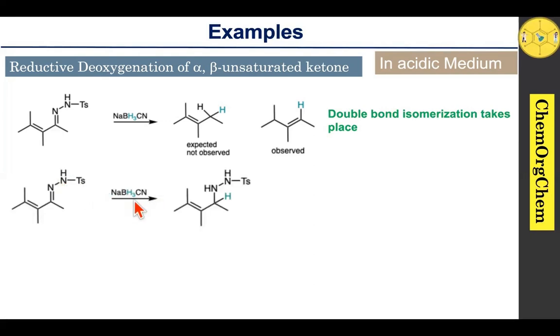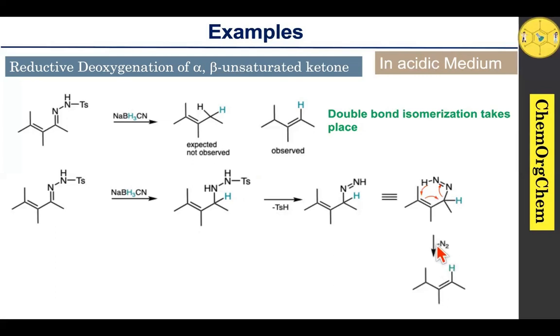Let's see mechanistically how this reaction occurs. Initially, when you use sodium cyanoborohydride in acidic medium, it will readily reduce this center, and you will get this intermediate. After that, the tosyl part as well as this hydrogen go away, and you will get this intermediate. We can draw this intermediate like this. After that, here you see the hydride ion transfers to the center, followed by this electron shift towards here, then breaking of this carbon-nitrogen bond, which leads to the generation of nitrogen gas along with our product.